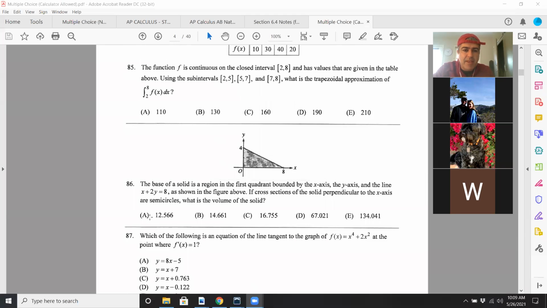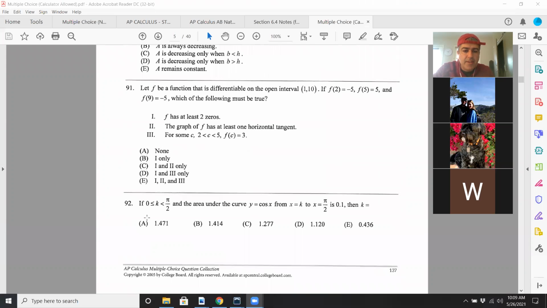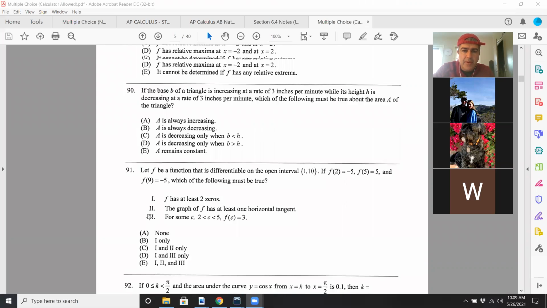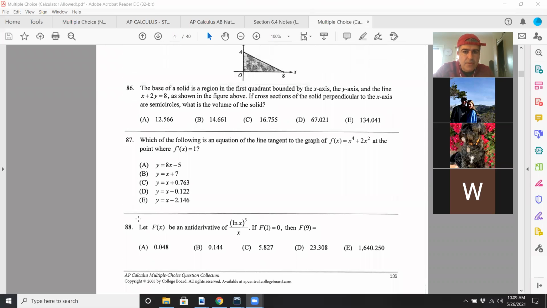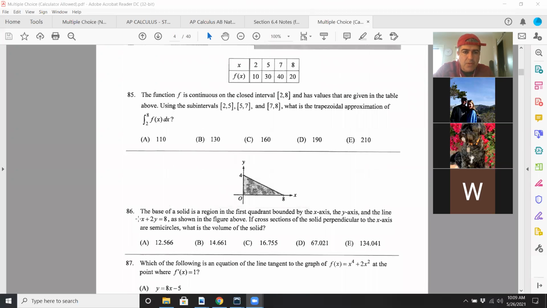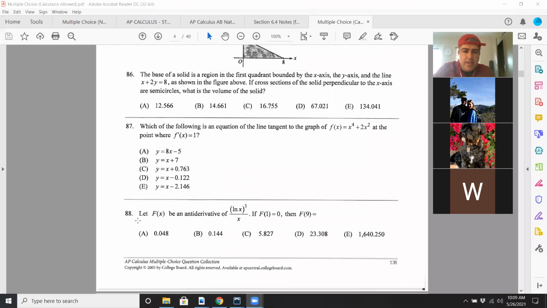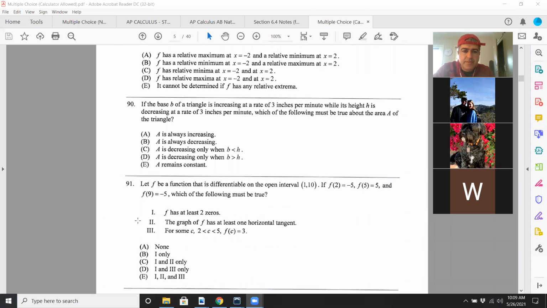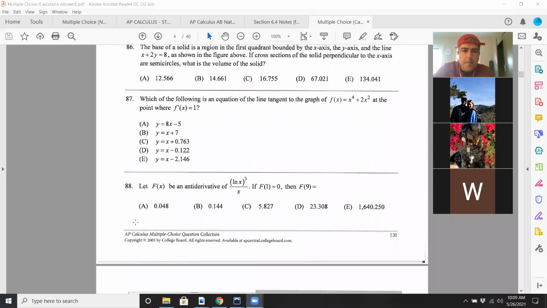So let's take a look at 87. Then we'll do 88, and then 92. Then we can end our call for that. Oh, and I also want to do... hold on, sorry. Let's do 85 first. I want to do trapezoidal. Let's do 85 first, then 87, then 88, and then 92. That's where we'll stop.